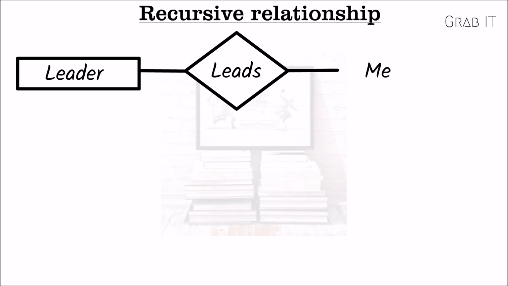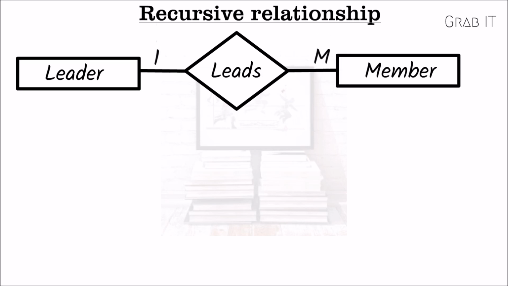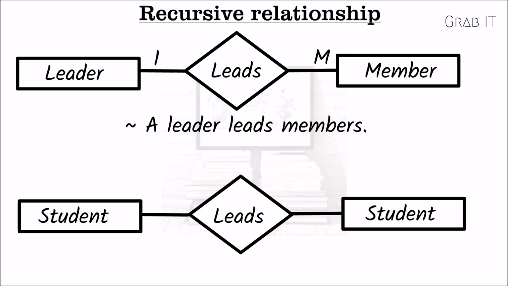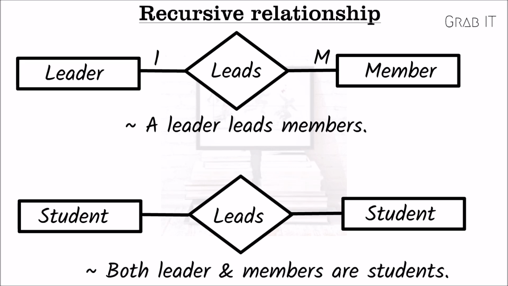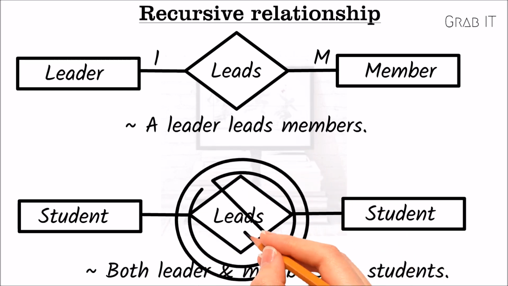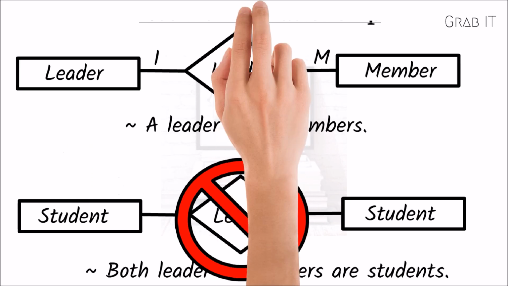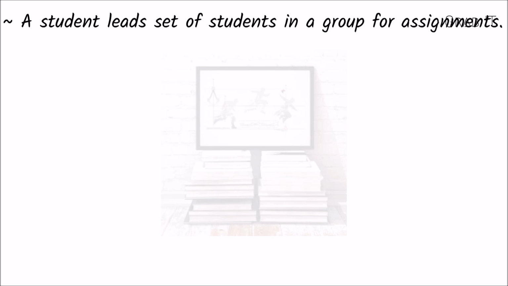Recursive relationship. In a university, the lecturer has given some assignments to the students, and he made several groups and appointed a leader for each group. So here we have an entity relationship diagram for that. A leader leads members. But the problem with this ER is both leaders and members are students. So we cannot make an ER like this. This is how we represent a student leads a set of students in a group for an assignment.